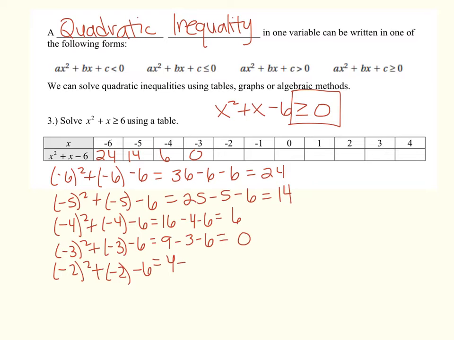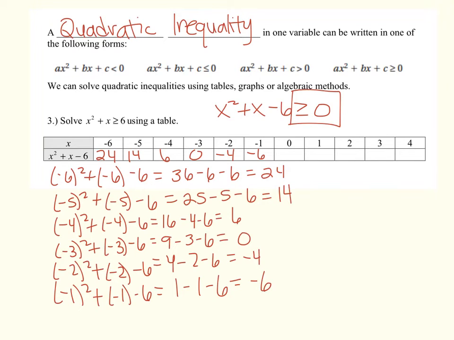Get 4 minus 2 minus 6. We get negative 4. So there's our first value that doesn't work. We're now less than 0. Plug in negative 1. We get 1 minus 1 minus 6, which is negative 6.